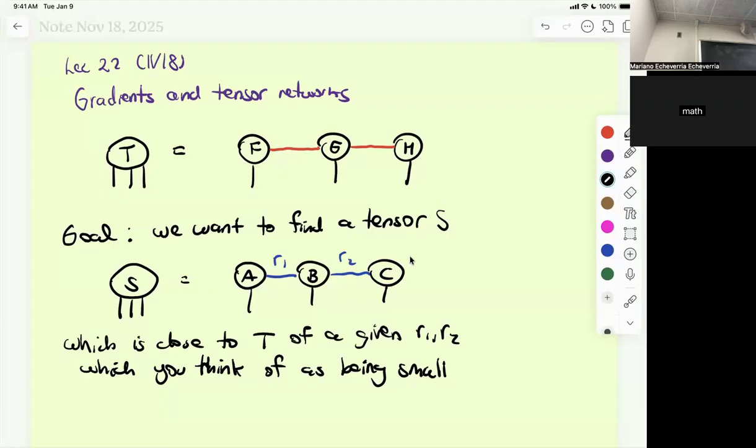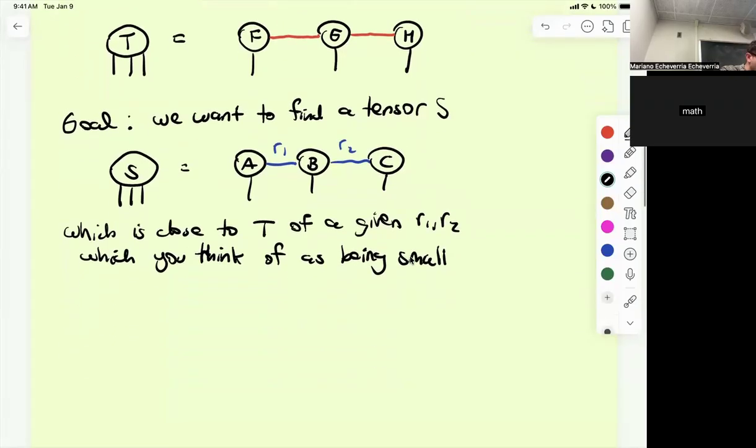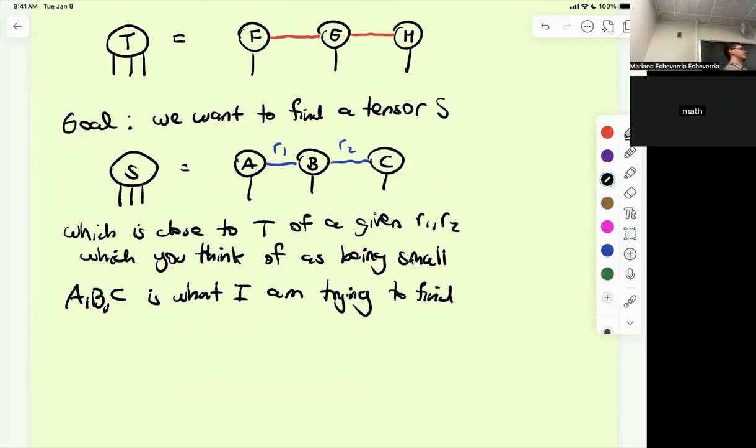So ABC is what I'm trying to find. And how are they going to be found? The idea is that they are going to minimize the distance from the tensor to the one that I started with. So again, there is a function which I'll regard as a function of A, B, and C.